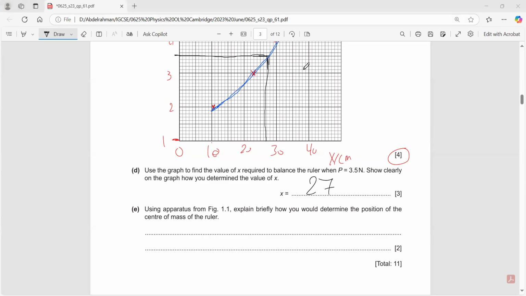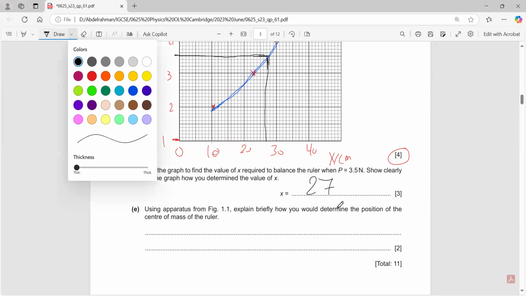Explain briefly how you would determine the position of the center of mass of the ruler. How can I find the position of the center of mass of the ruler? We said this difficulty before. Simply by moving the ruler slowly until you find the center of mass. But you need to do that without any loads. So remove the loads and find the center of the mass.